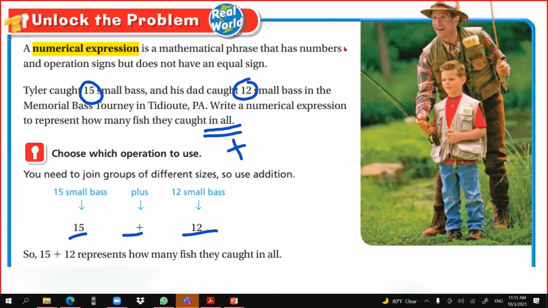We say that the son caught 15. The dad, or his father, caught 12. The expression says that you need to add 15 plus 12. So now the result, or the total, represents what? It represents how many fish they caught in all. Did you get the idea now? Let's take more examples. Inshallah, you will understand more and more.